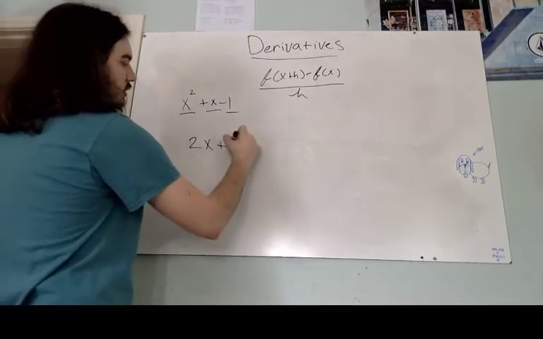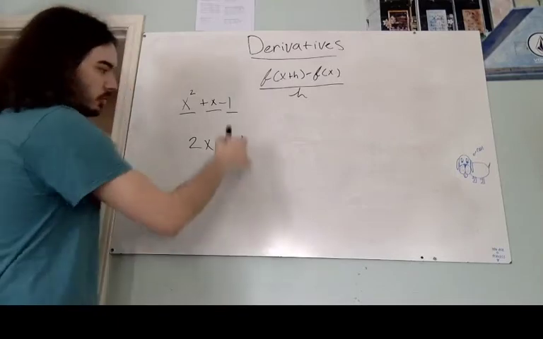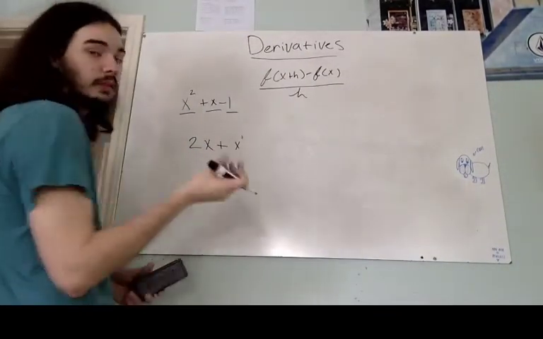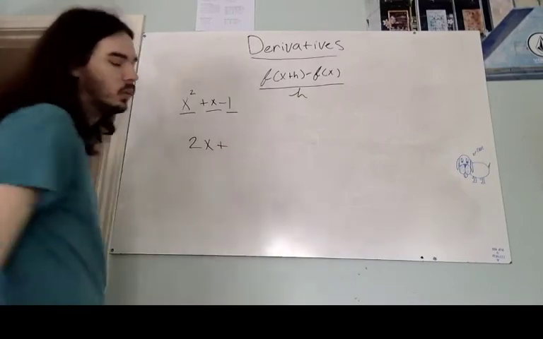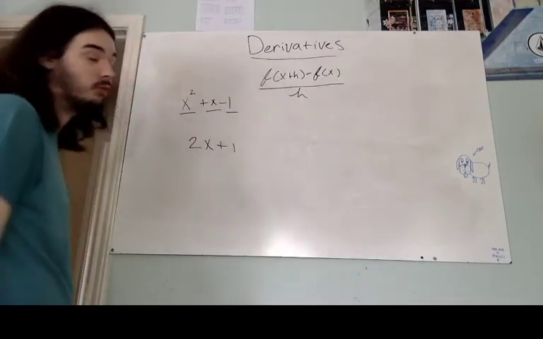Well, x is really x to the 1, right? So bring down your exponent and then reduce it by 1. So you have 1 times x to the 0. Well, what's anything to the 0 is 1, so it's just 1 times 1, so we just have 1.